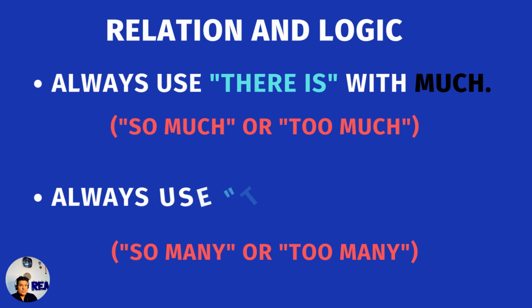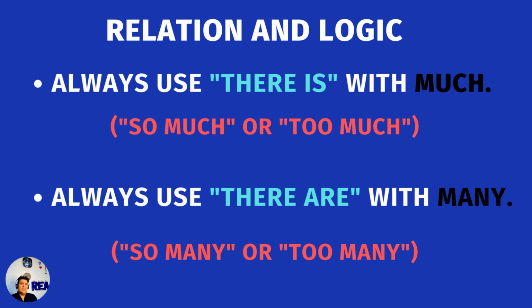Now, let's use relation and logic. When I teach English, I always say to my students, hey, keep logic. We use a lot of logic here, just like maths. Always use there is with much, or so much, or too much, and always use there are with many or so many or too many. Whatever the case, just keep in mind, always use there is with much, because there is is singular and much we use for singular things. There are goes with many, because we use there are for plural and many is for plural. That's the logic. Got it?